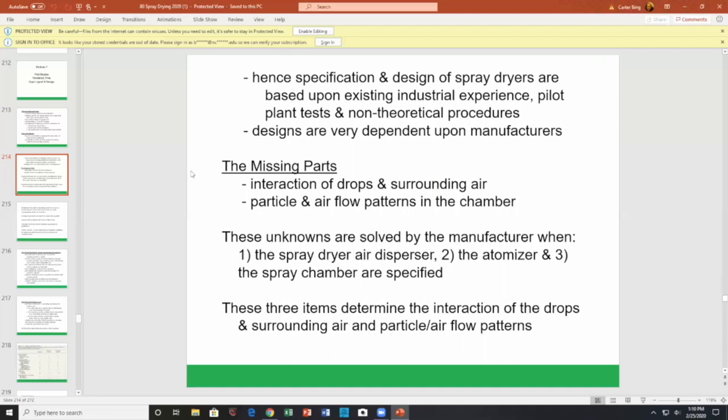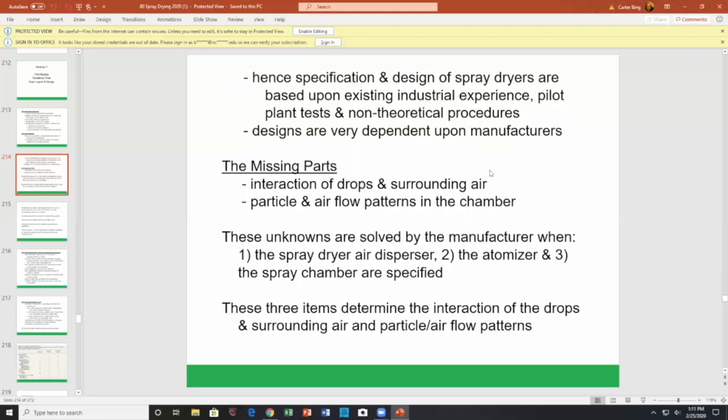Do a scale model, right? Hence, specifications and design of scale models are based upon existing industrial experience, testing, non-theoretical procedures. Designs are very dependent on manufacturers. The way you design something is fairly simple. You just let the manufacturers do it. I'm teaching a design course in college, and I never say that to the students. The best way to do design is let somebody else do it.